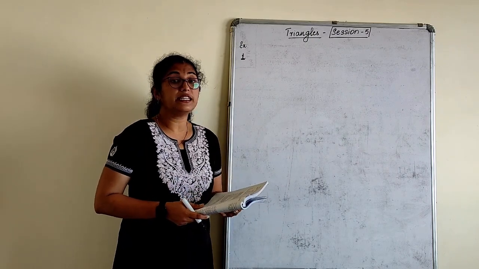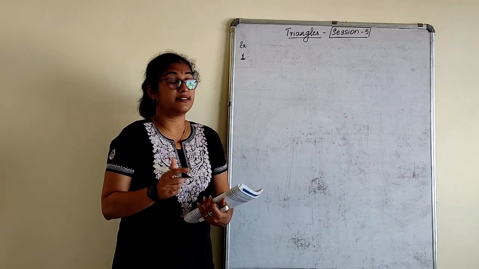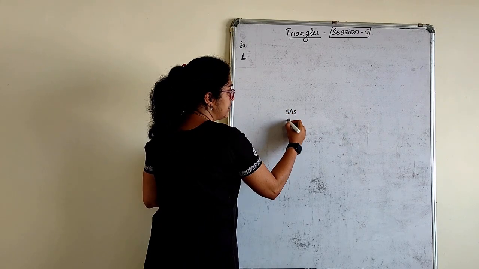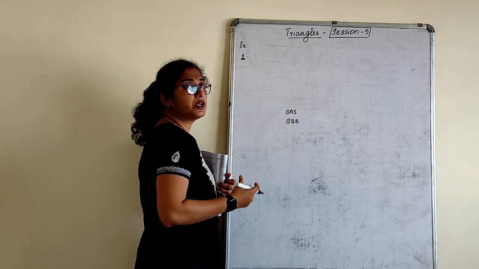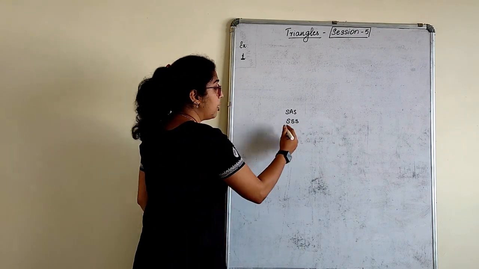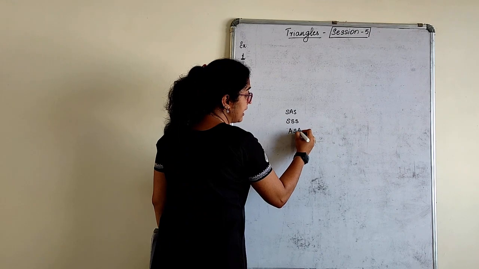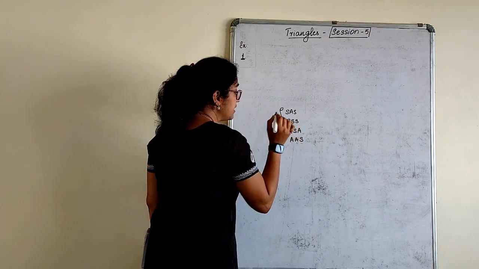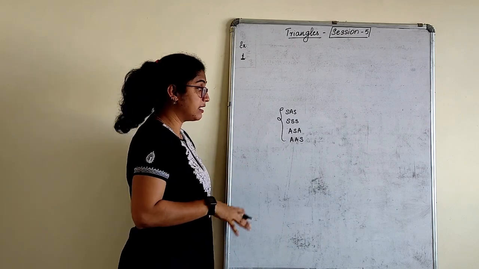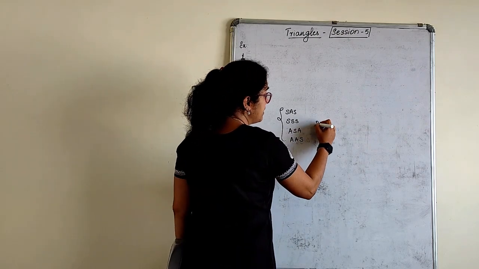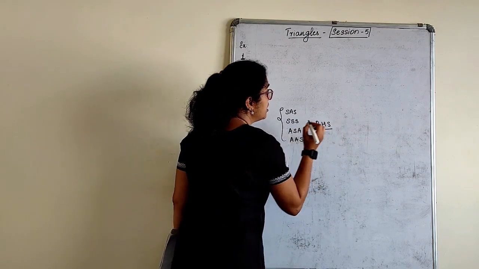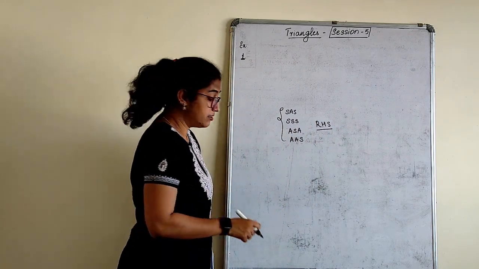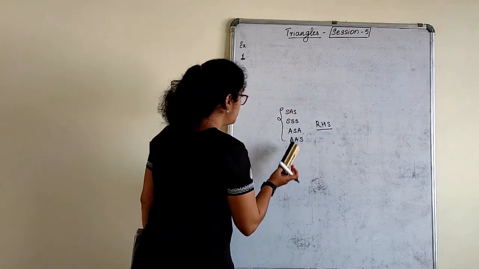So till now we have seen the congruency criteria, that is SAS, triple S, or it is ASA or AAS. So we have seen these congruency criteria till now. This exercise will be dealing with the RHS congruency criteria. That means one right angle, hypotenuse and a side. So let us see how to use this.